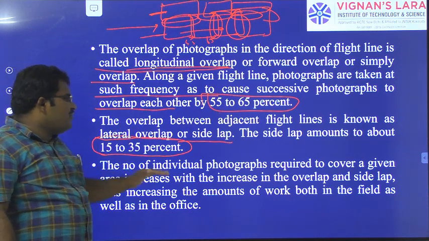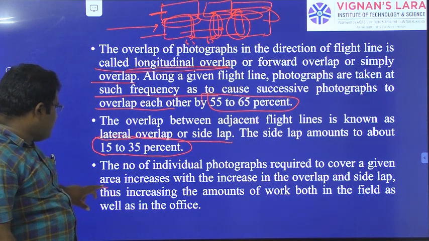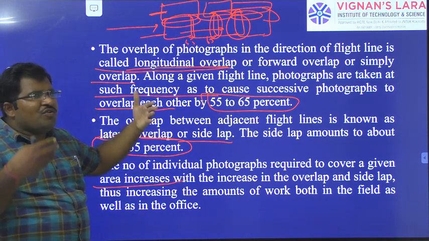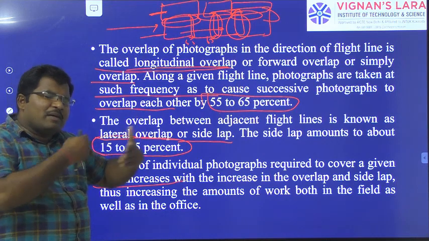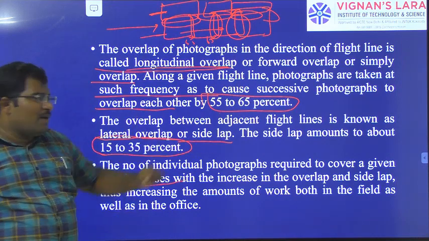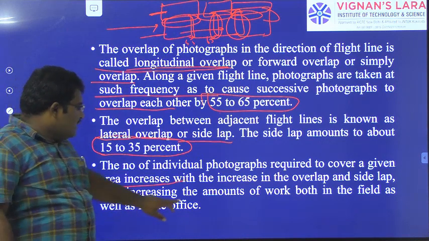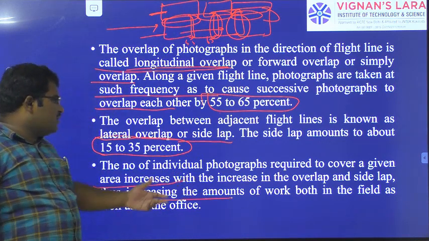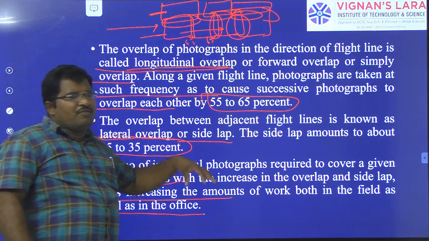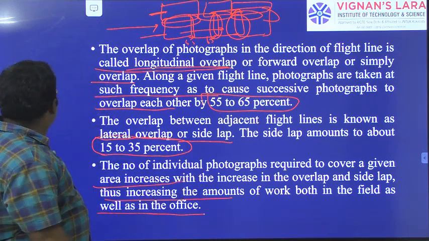The number of individual photographs required to cover any area increases with the increase in the overlap. If you increase the overlap, the number of photographs to be taken increases, as does the side lap. Thus, the amount of work increases both in the field as well as in the office, so the office work and field work will be increased more.